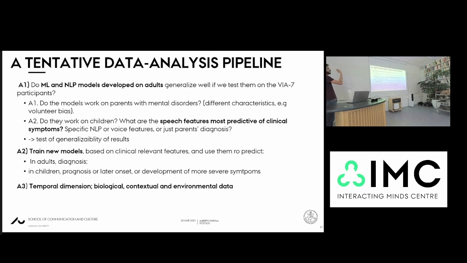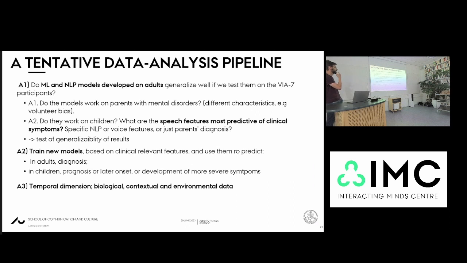And then we can also ask, do they work on children? If we apply the same machine learning models to children, we know that, for example, the voice features or also language features could be very different. And we could ask what are the most predictive speech features. So if we apply the same model, would this model be able to predict schizophrenia, for example, in children who have a parent with a diagnosis of a mental disorder, or are there specific acoustic features that could boost the prediction?